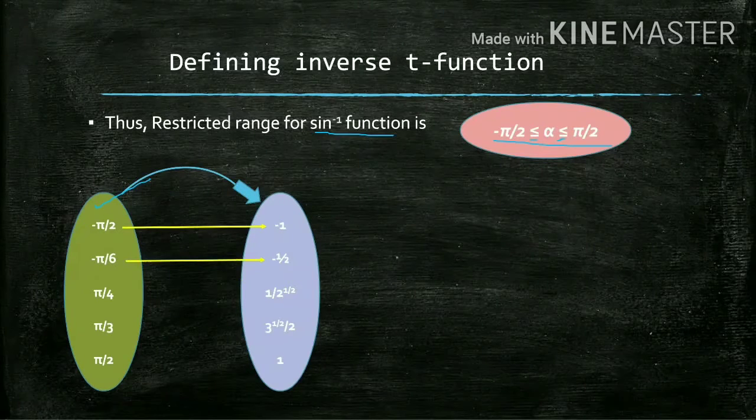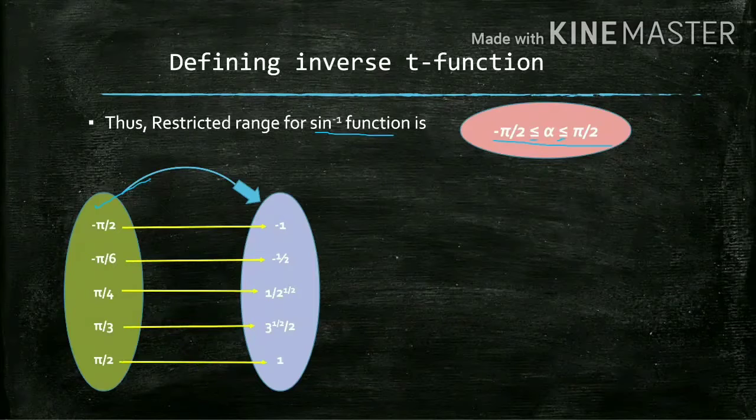Minus pi by 2 goes to minus 1, minus pi by 6 to minus half, pi by 4 to 1 by root 2, pi by 3 to root 3 by 2, and pi by 2 to 1. And this is basically the graph of mapping of the sine function, how it is mapped. With this little mapping, you can see that each one has one image only, and there is no left out image in the range set. So that implies it's 1-1 and onto.